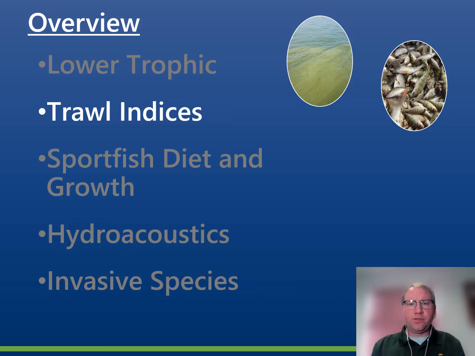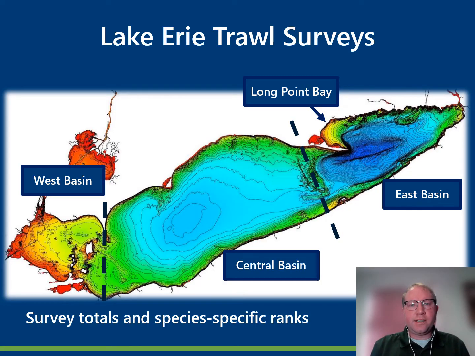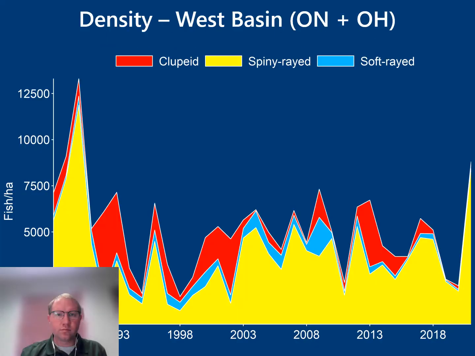Moving on to forage fish trawl indices. In the next few slides, I'll be presenting data from 4 different trawl surveys. In the West Basin, we have the interagency survey that is conducted by both Ohio and Ontario. In the Central Basin, we have Ohio data. In the East Basin, we have both New York DEC data and Ontario data from Long Point Bay. I'll be presenting both survey totals, abundance totals, and species-specific totals.